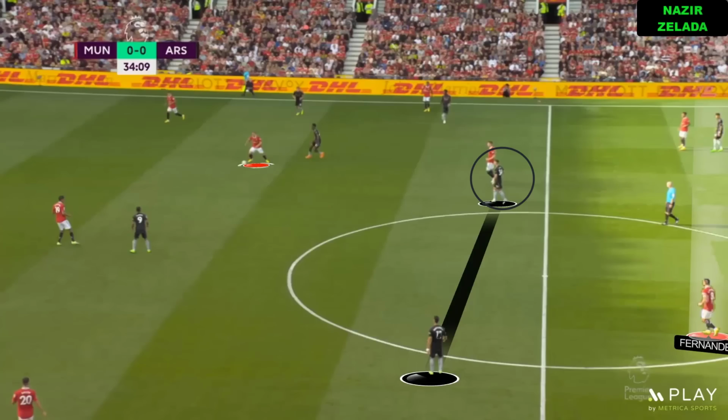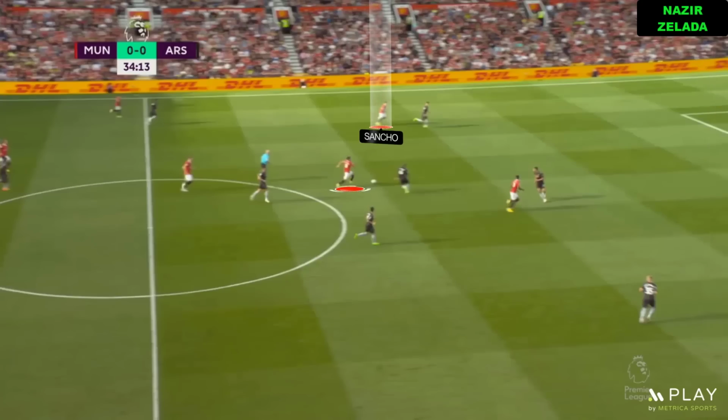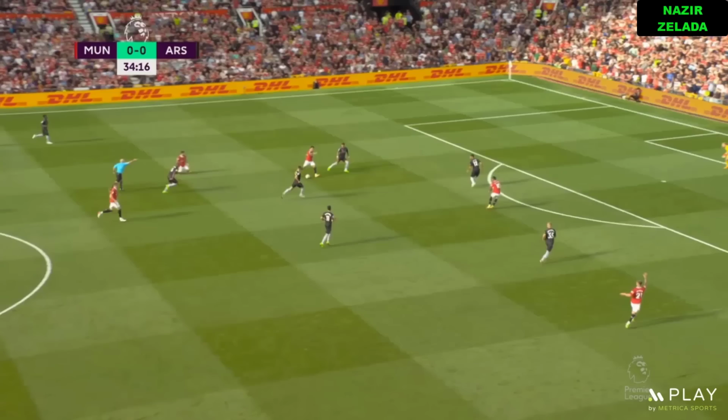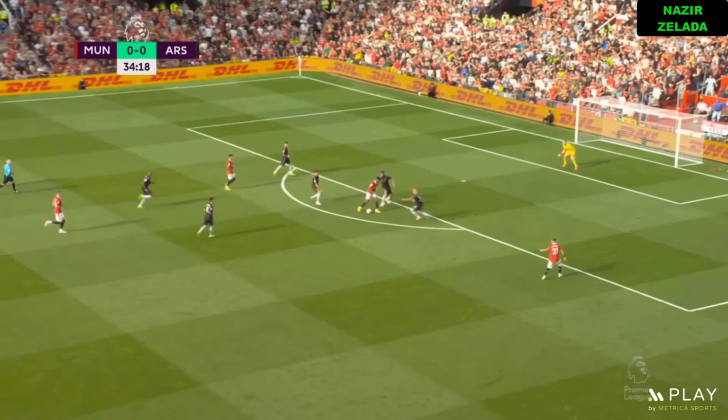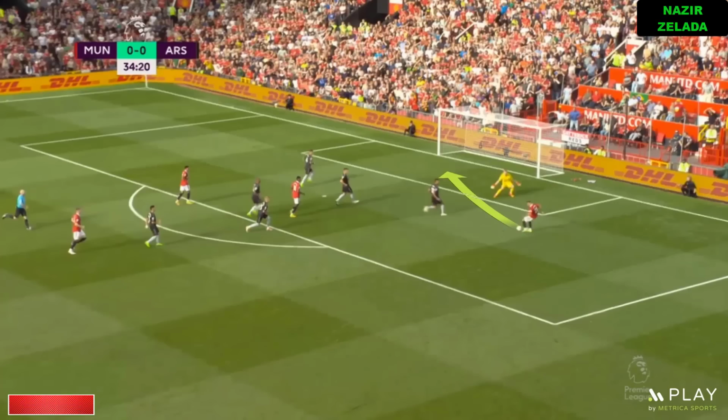Nevertheless, this left space between Martinelli and Xhaka, which Fernandes took advantage of. Sancho and Rashford helped him to create a triangle and also ran diagonally to have 3 versus 3 near Arsenal's box. When Rashford received the ball, Zinchenko tried to block him, but he left Antony free.